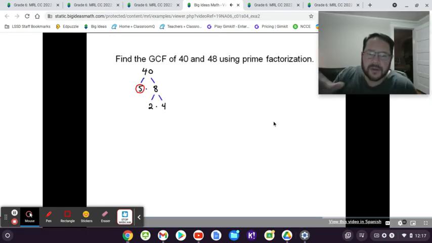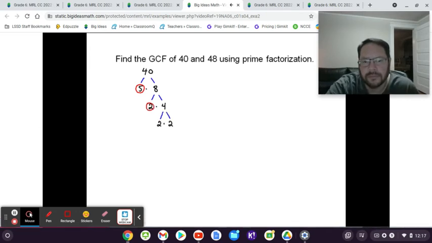And if you still have questions about factor trees, just make sure to ask in class. We can go over some examples, or see Mrs. Root. She can help you out too. 2 is prime, and 4 is composite, factoring into 2 times 2. So here is one way to make a factor tree for 40.